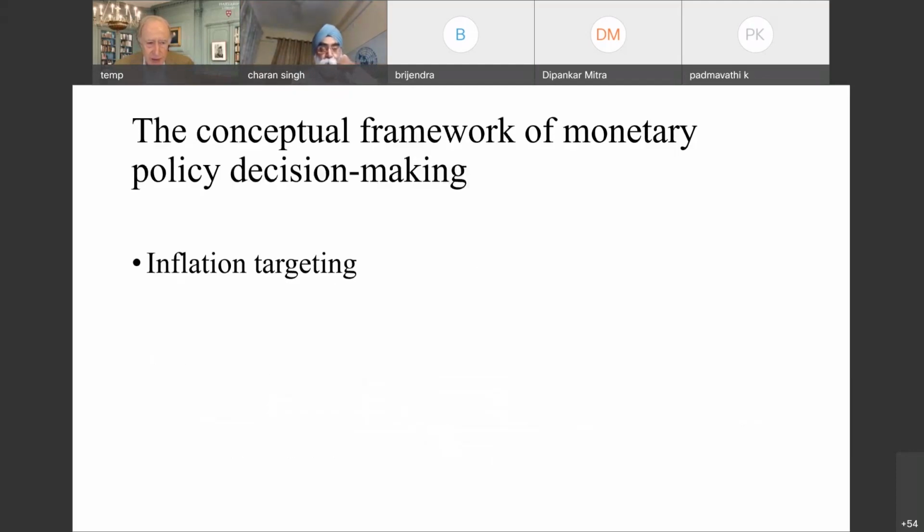Moving on now to the conceptual framework of monetary policy decision making. Both here in the United States and elsewhere, we're using a form of inflation targeting. I've written substantially about my reservations on inflation targeting. I'm not going to dwell on the subject at this moment. If anybody wants to ask me about it, I'm happy to discuss it. Let me simply say that I think what we're doing in the US in this regard is a lot better than what we were doing 10 years ago.